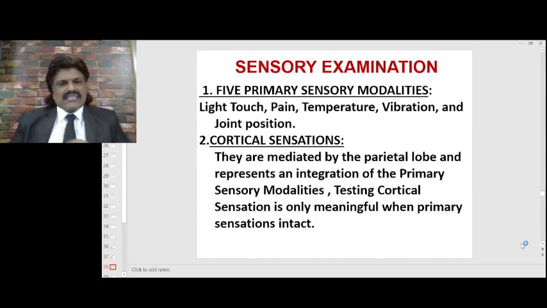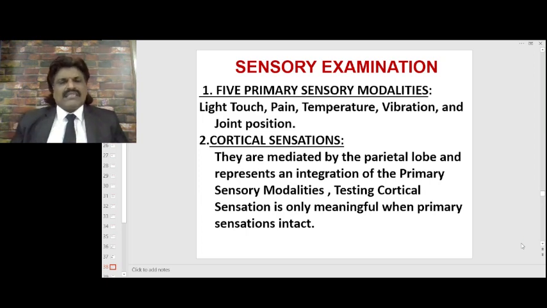The cortical sensations are tactile localization. They should be able to precisely tell where the point is made. Then 2-point discrimination: 2 points should be felt separately. In fact, the lips, where even a small distance can be felt as 2 different points, and the fingertips are very sensitive, because lips and fingertips have a larger representation in the brain, the sensory homunculus. So 2-point discrimination is highest in the lips and the fingertips.